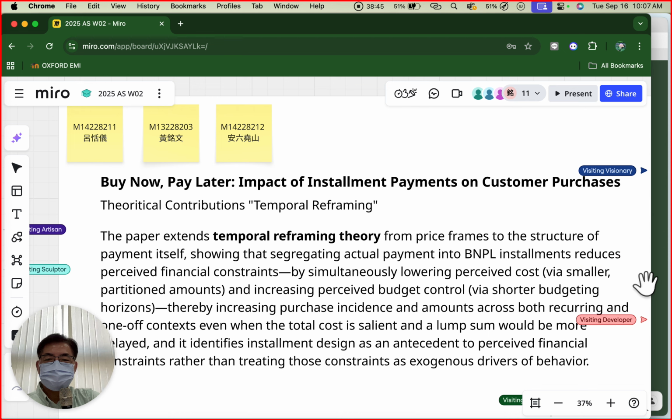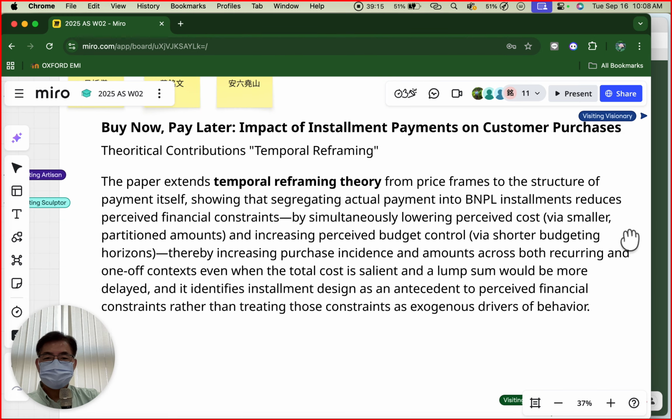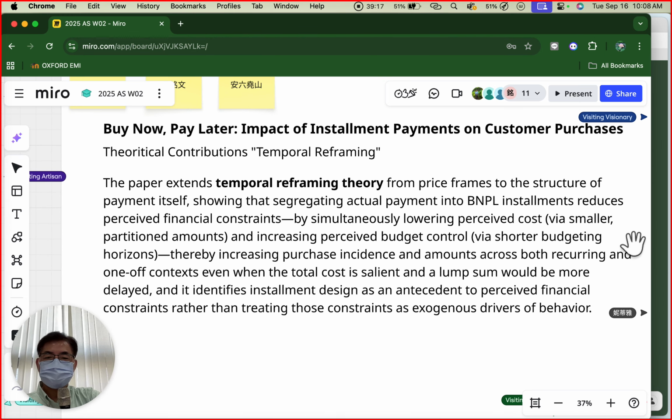Buy Now Pay Later, this instrument, splits the payment into smaller chunks, and it can make people feel two ways. First, they think that the cost is smaller. For example, when they see the number 4,000 NTD, and it can be split into 1,000 paid each month, they feel that this price is cheaper, even though they pay the same amount of 4,000. Second, they can have more control over their budget, because everyone has their own salary per month, per year or something like that.